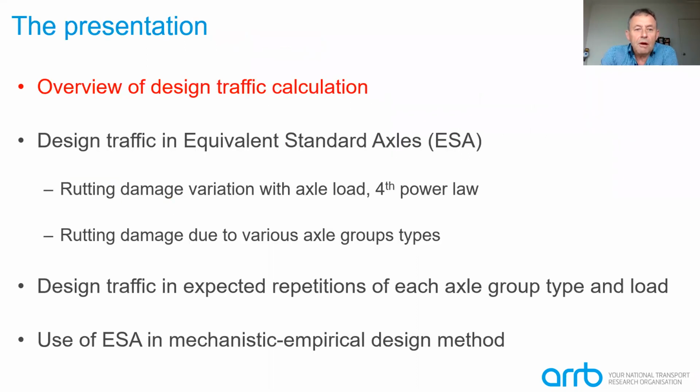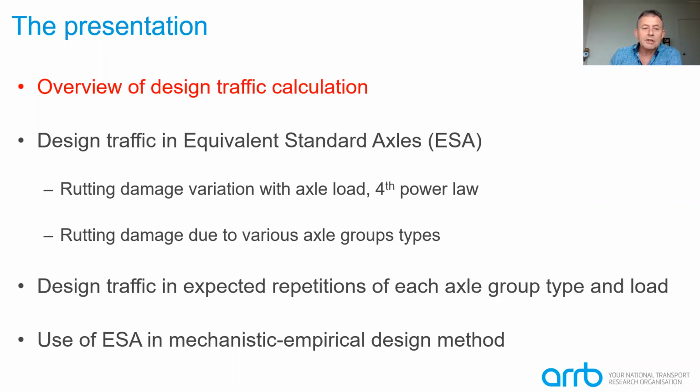So the presentation, I'll first give you an overview of the calculation method where we calculate the loading applied to the pavement, just an overview. Then I'll run through the design traffic expressed in equivalent standard axles or ESAs. And that utilizes what's called the fourth power law, as I'll explain, and also the so-called standard axle group loads to take account of different axle group types. So I'll explain that. Then we'll talk about the design traffic expressed in the number of repetitions of each axle group type and load. And finally, I'll finish up with some comments about the use of ESAs, equivalent standard axles, in the mechanistic empirical design method.